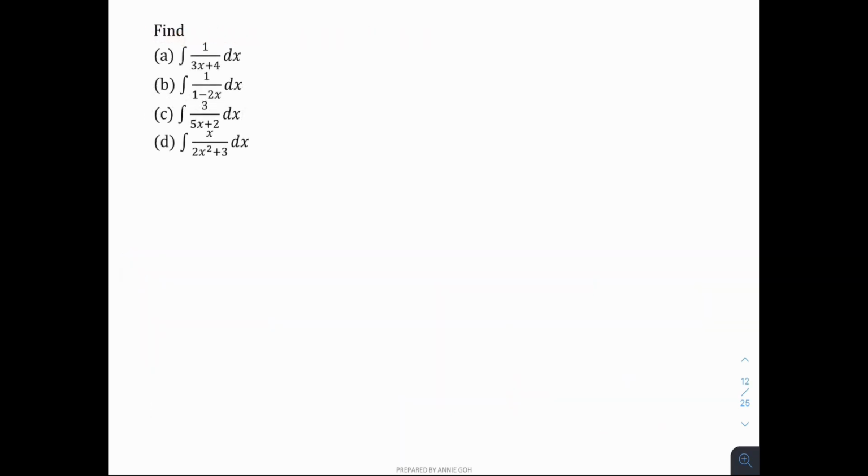Let's try to solve these questions by using the formula that we have just learned. Have a look at part A. You're asked to integrate 1 over 3x plus 4.